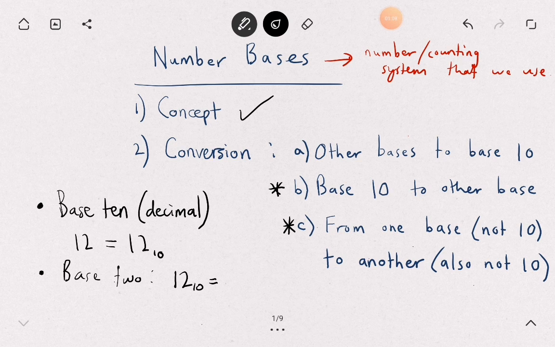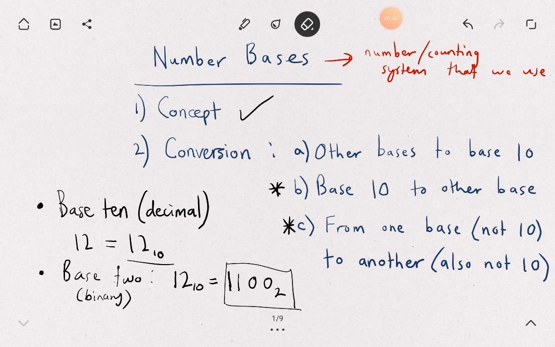In base 2, it's written as 1100, meaning the binary system, right? So you see the difference in how we write. In base 2 we can only use 1 and 0, whereas in base 10 we can use any digit from 0 to 9, right?